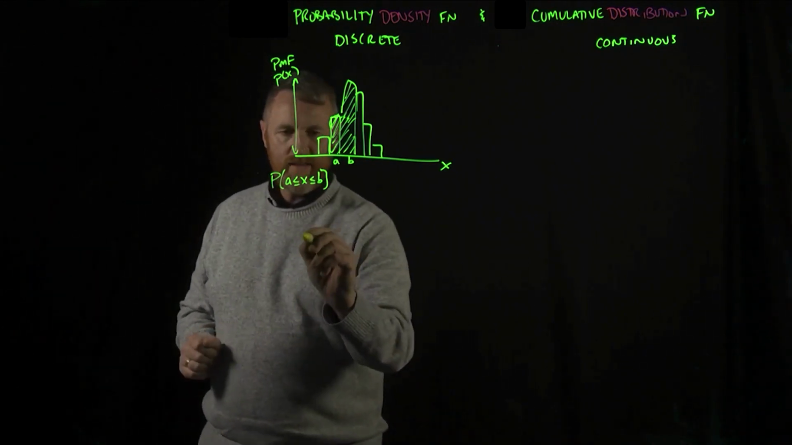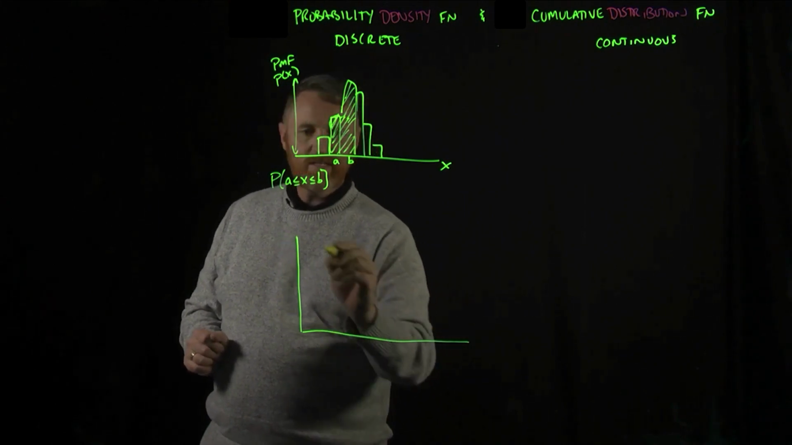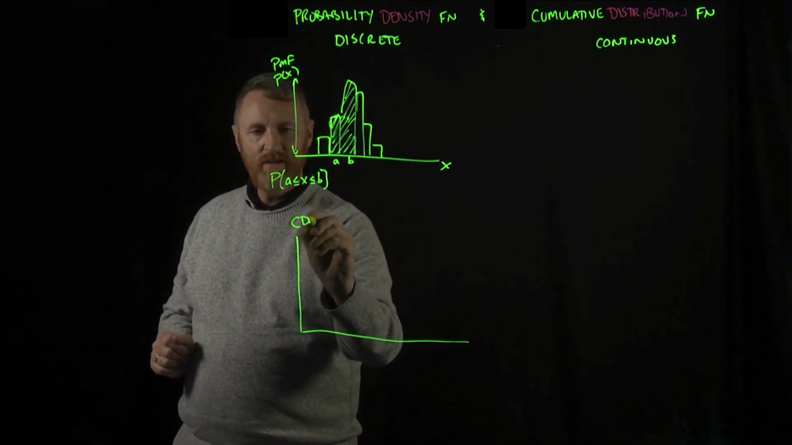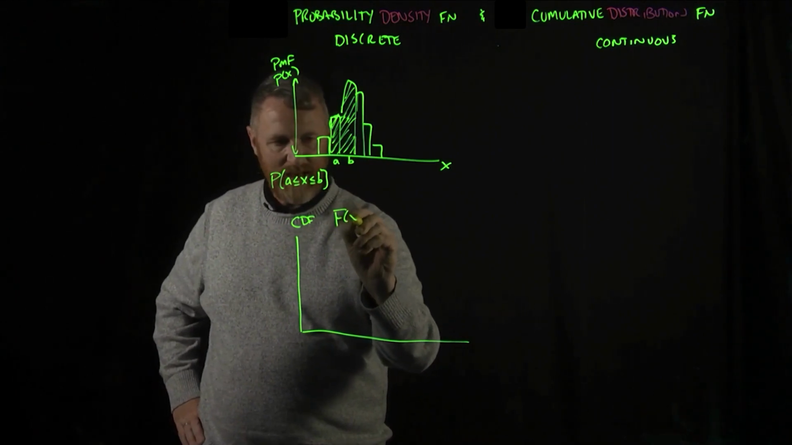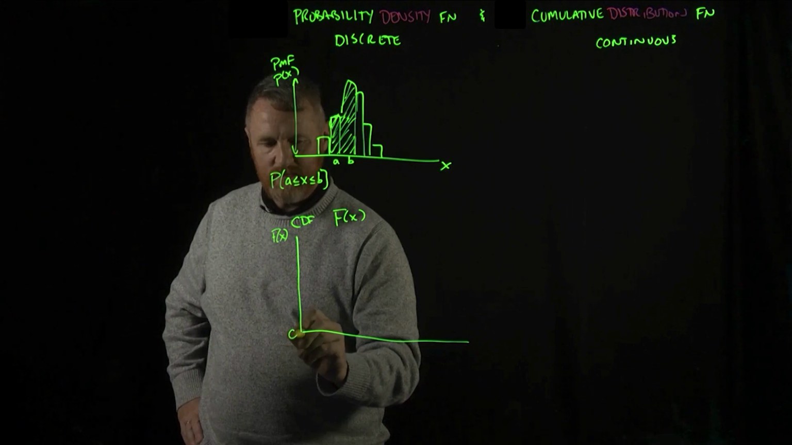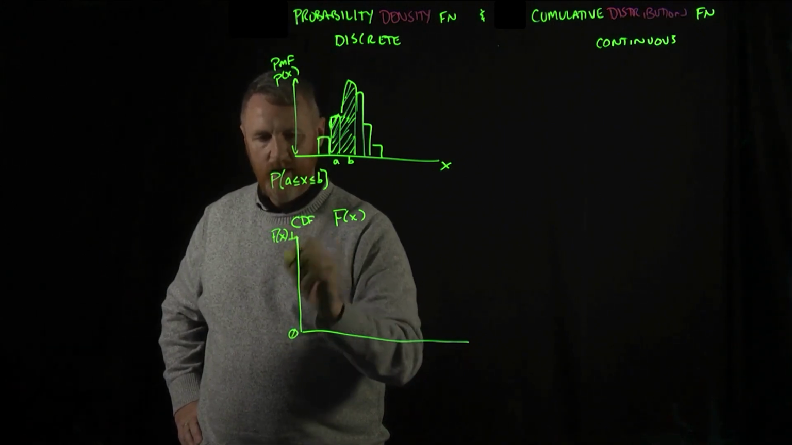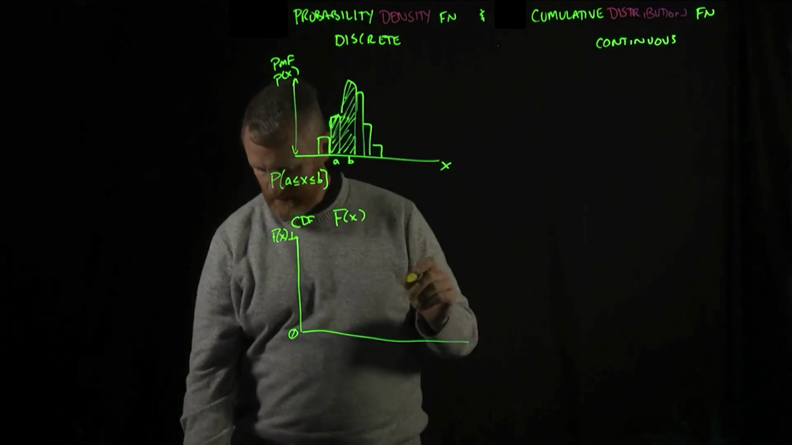And then we added this idea of a cumulative distribution function. So this is the CDF. And if you recall, the equation for the CDF, we use capital F of x, right? So this axis here is capital F of x. It's a number that goes from 0 to 1, and it's the cumulative probability that something's happened. So it's F of x.